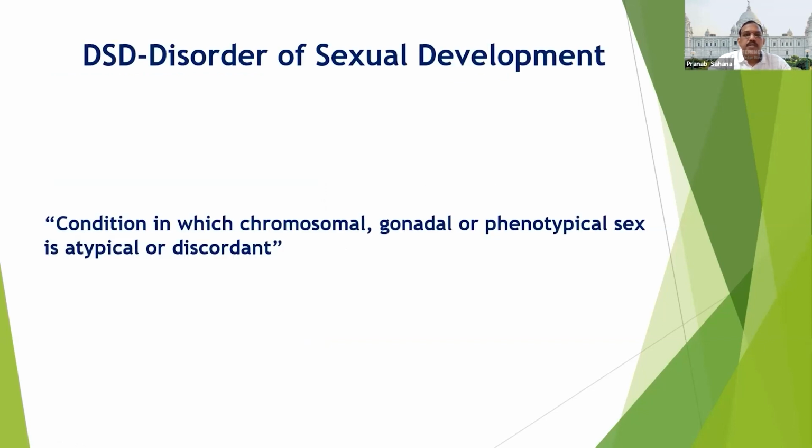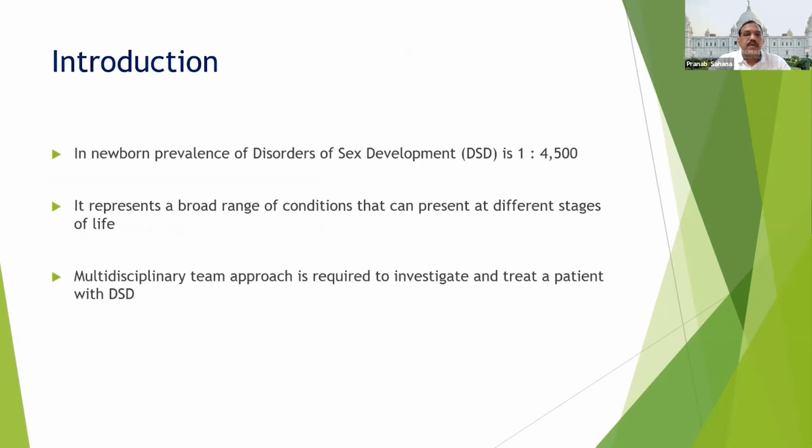So DSD, or disorder of sexual development, is basically a condition in which chromosomal, gonadal or phenotypical sex is atypical or discordant. The prevalence in the newborn is 1:4,500. DSD represents a broad range of conditions that can present at different stages of life.